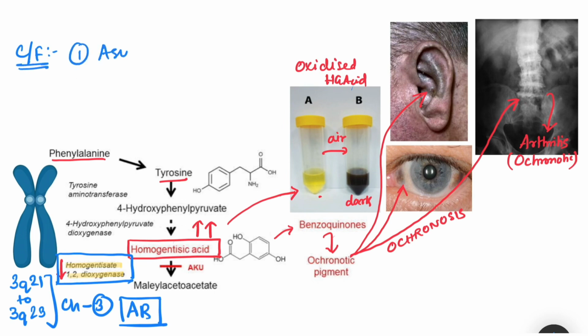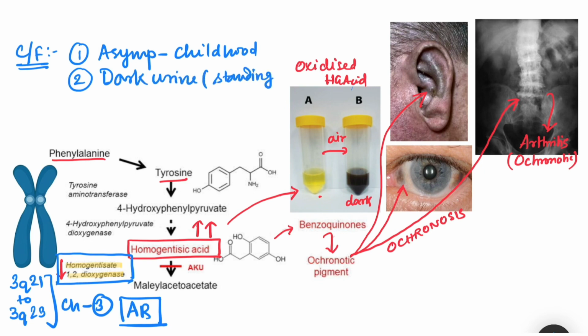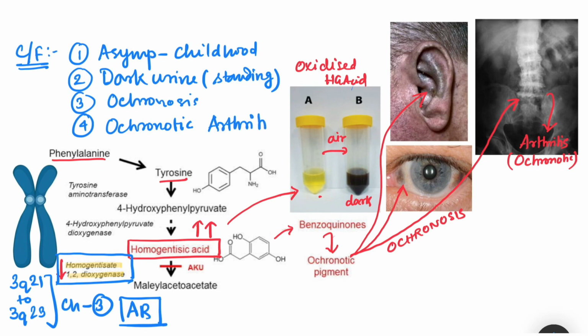Now, if we talk about clinical features of this disease, clinical features will be very simple. When it initially occurs in the children, it is asymptomatic. Later on, in adults, it leads to dark urine on standing in air. Apart from that, it leads to ochronosis, that is darkening of different body parts, and finally it leads to ochronotic arthritis.